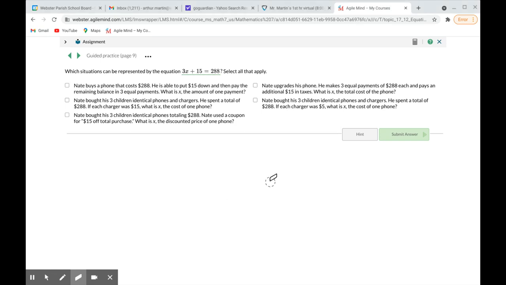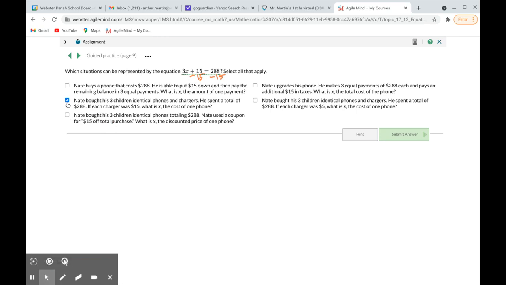Nate bought his children 3 identical phones totaling $288. Nate used a coupon for $15 off the purchase. What is x, the discounted price of the phone? Okay. Do y'all agree with that? Yes, sir. I do too. I think that works out perfect because you got 3 kids. You're taking $15 off, so basically you're subtracting 15 here. And so you get this, and then you have to divide it by 3 people. So I think that's going to work.